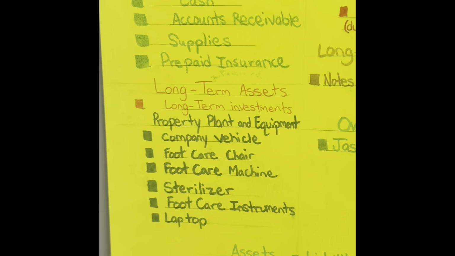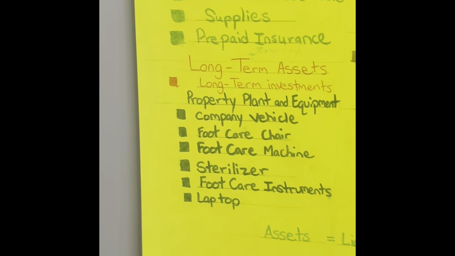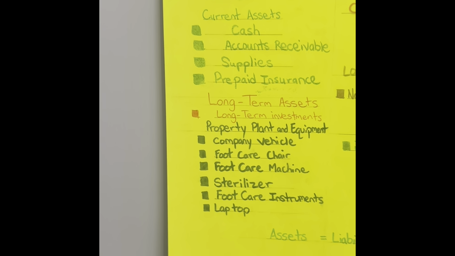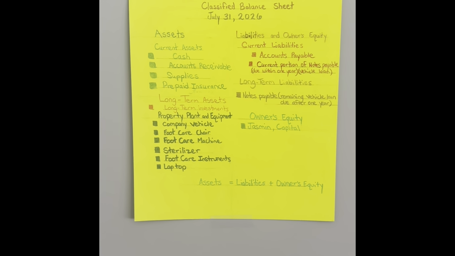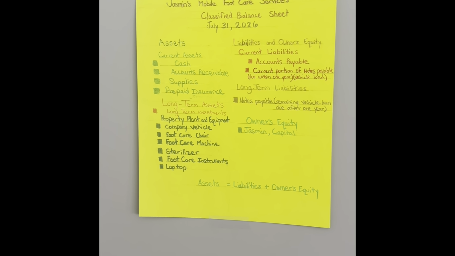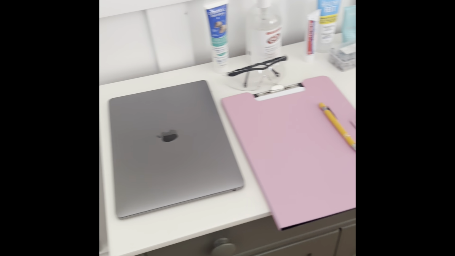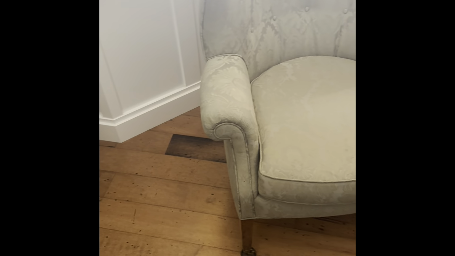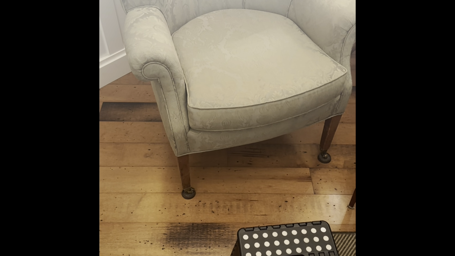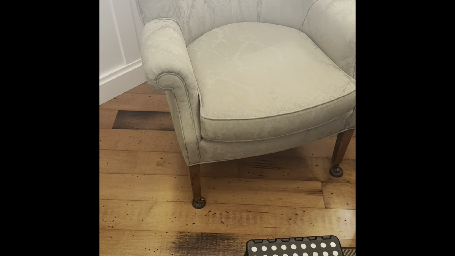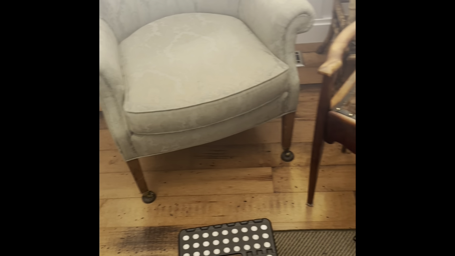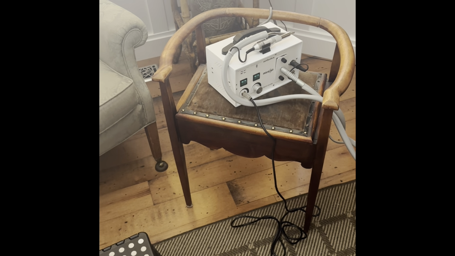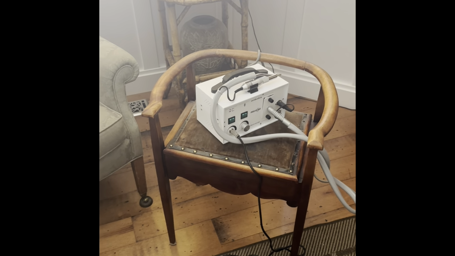I need my company vehicle because it does allow me to travel to my clients' homes. Not every client is able to come to mine. So I made my clinic a mobile clinic, which is very handy for the elderly. And then we can see that I've got a foot care chair and a stool, so I can have my clients be comfortable during their treatments. And then I have my foot care machine that I had to purchase. And I will show you how that works.